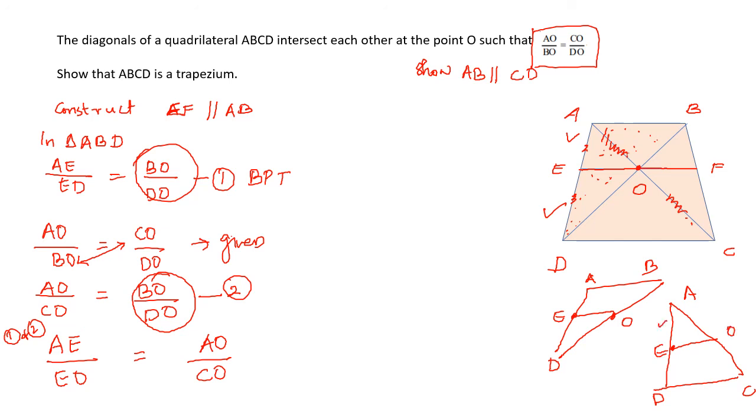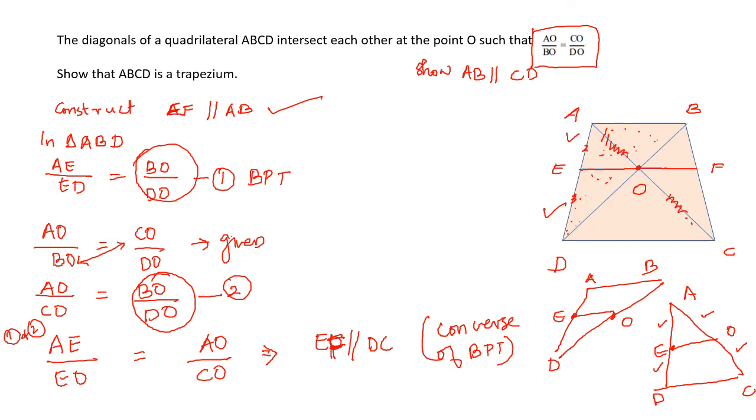Now you got AE by ED is equal to AO by CO. So from this, EO is parallel to DC by the converse of BPT. That is, if the sides are proportional, then the lines are parallel. So EO is parallel to DC. But what have I considered? We have constructed EF parallel to AB. Now we are seeing that EF is parallel to DC. Instead of EO, you can write EF also.